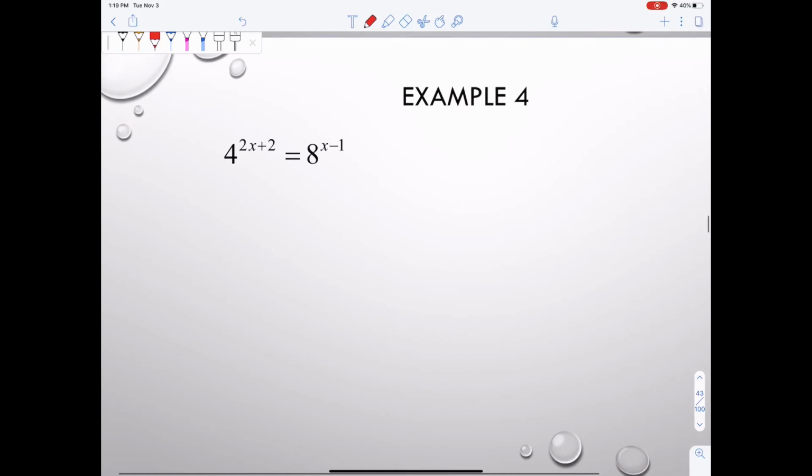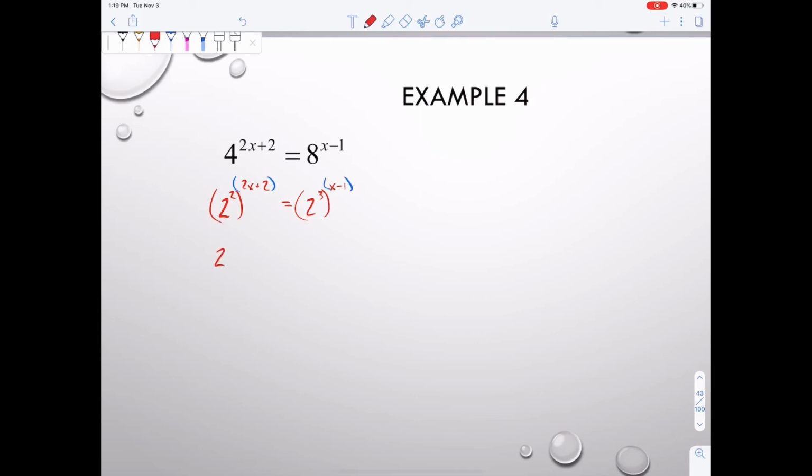If we go to our next example, I have 4 to the 2x plus 2 equals 8 to the x minus 1. Again, I can't write 8 as a power of 4 directly here. Just doesn't work, okay? But they do have a base that's common. They're both also, in this case, powers of 2. So the 4 is 2 squared to the 2x plus 2. And the 8 is going to be 2 to the 3rd to the x minus 1. And again, don't forget your parentheses around that exponent.